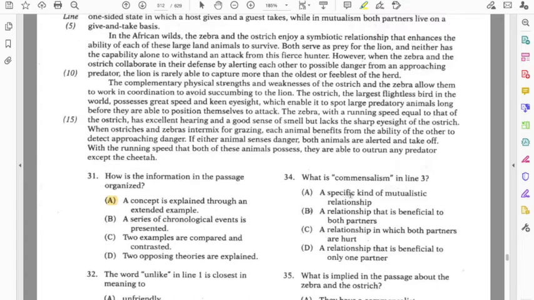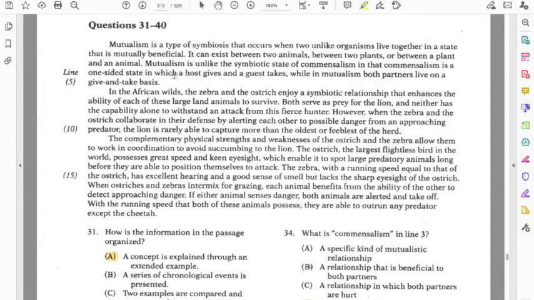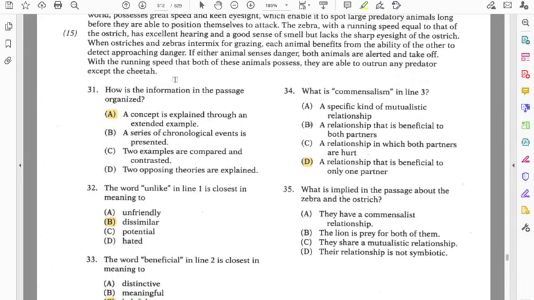It's a specific type of mutualistic relationship? No, it's a relationship that's beneficial to both partners? No, that's mutualism. A relationship in which both partners are hurt? No, one is helped. That's beneficial to only one partner. And it says right there in line 4 and 5, a one-sided state where the host gives and the guest takes.